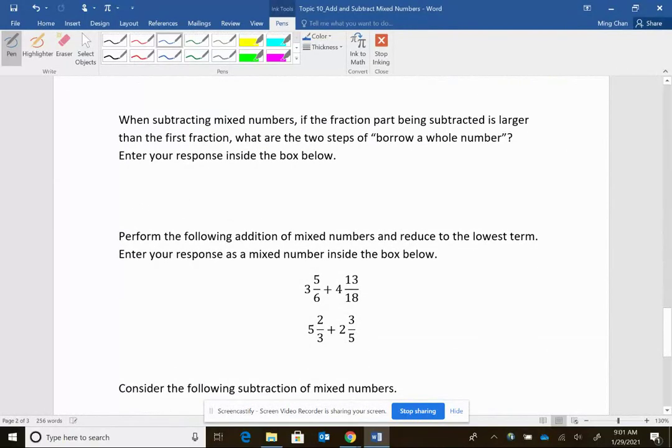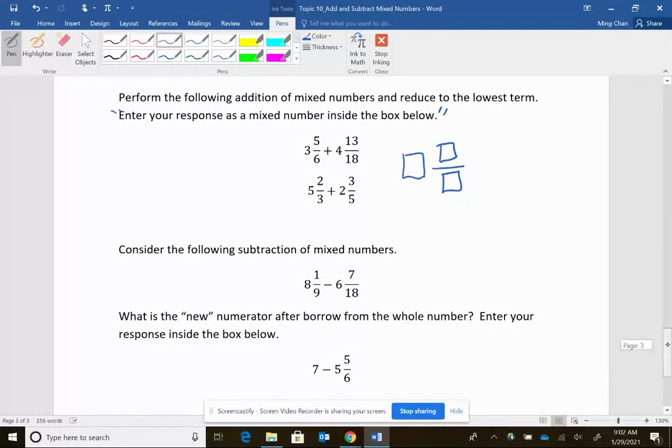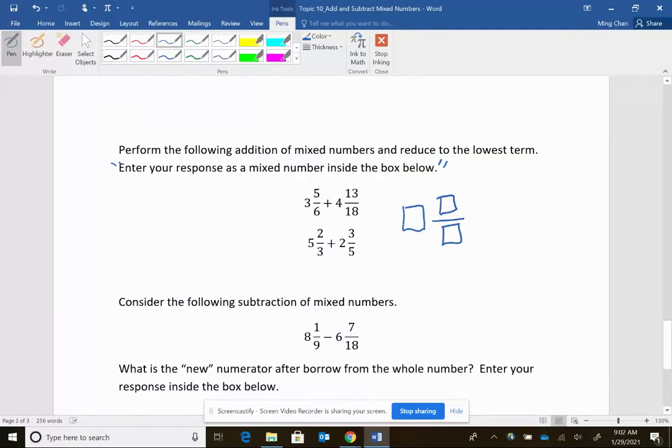Perform the following addition of mixed numbers and reduce to the lowest terms. Enter your response as a mixed number. Make sure you use the graphical equation to enter your mixed number, and choose the fraction part. Whatever your answer is, enter the whole number first, then choose the fraction part so you can enter your fraction. Otherwise, it will be hard for me to read your mixed number answers. I will not accept an improper fraction here because I want you to know how to enter a mixed number.